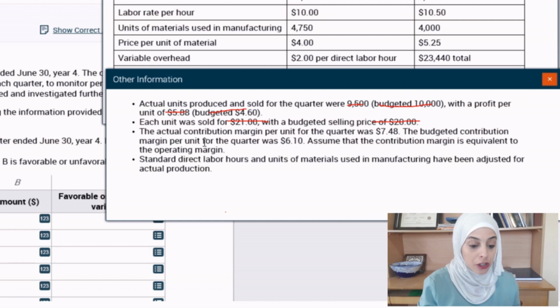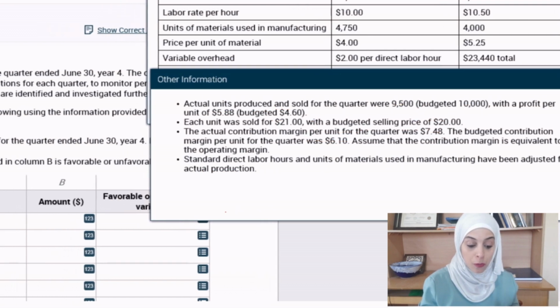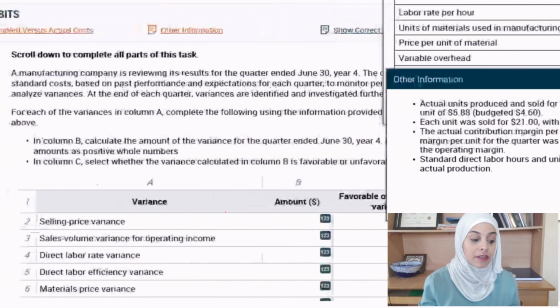The actual contribution per unit for the quarter was 7.48. The budgeted contribution margin per unit for the quarter was 6.1. Assume that the contribution margin is equivalent to operating margin. Standard direct labor hours and units of materials used in manufacturing have been adjusted for actual production. So read the exhibits always, open them in the workspace area and keep them in front of your eyes when you solve the question. It will make it much easier for you to solve the question. From this exhibit, we find all the data that we need to solve this variance.